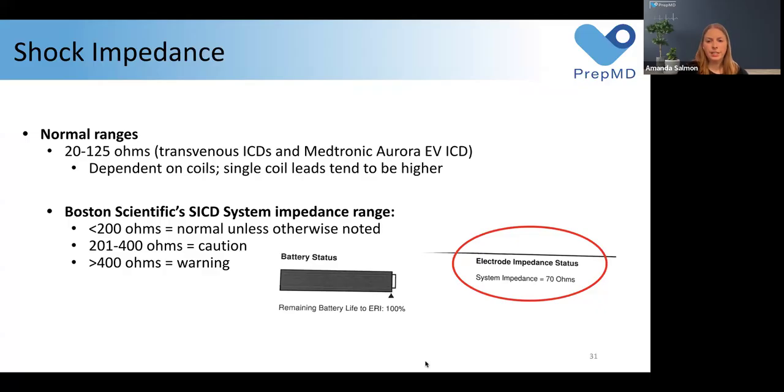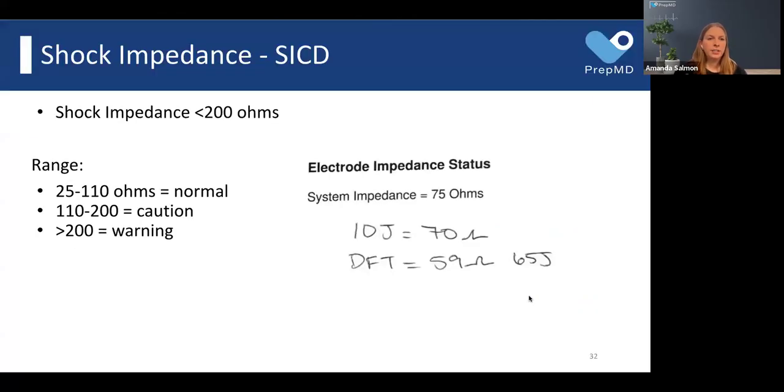So here you can see on this example that we have a system impedance of 70 ohms. I like to show this example comparing shock impedance to put it into perspective that, based on the amount of energy that we're delivering to get this impedance, our value is going to change a little bit because we're giving more energy if we're delivering an actual shock. For the Boston Scientific SICD, a normal shock impedance is anything less than 200 ohms. Anything above 110, though, would give you a caution sign.